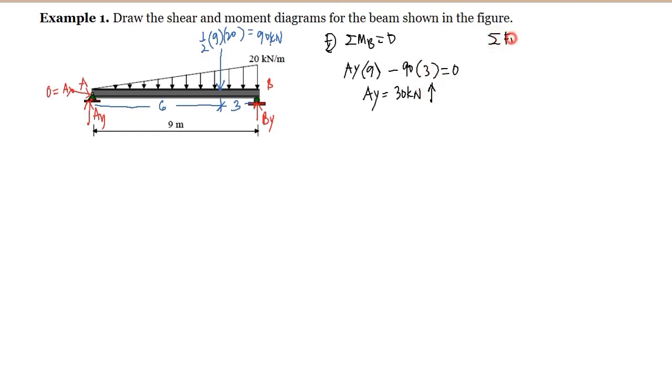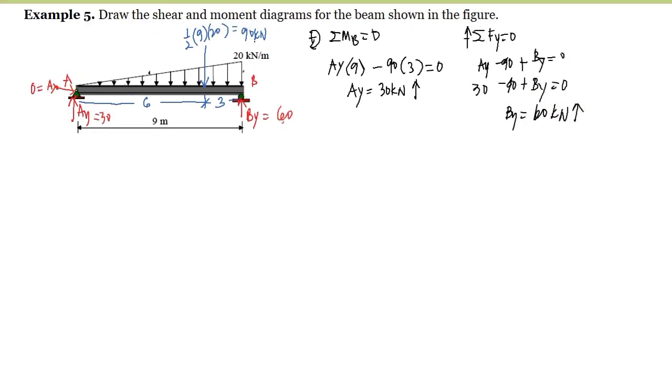Now, if we are going to summate the forces vertical is equal to 0, taking the upward direction as positive, then we would have here the AY minus 90 plus BY is equal to 0. So, since AY is equal to 30 minus 90 plus BY is equal to 0, therefore, we have here BY is equal to 60 kilonewton upward, since positive ang lumabas na sagot. Since we already had computed for the value of the reactions of the support, so what we are going to do here is to draw our shear and moment diagram using the area method.